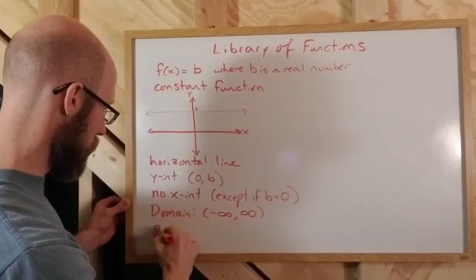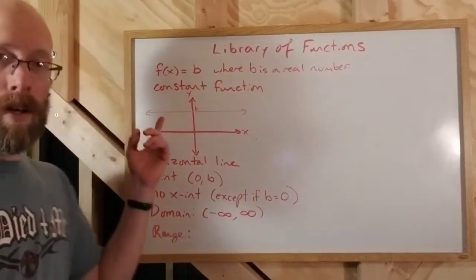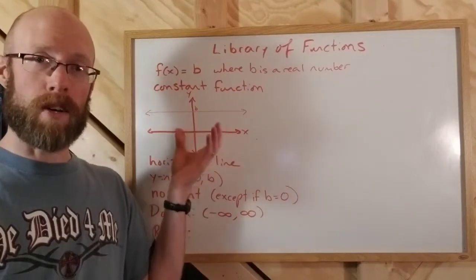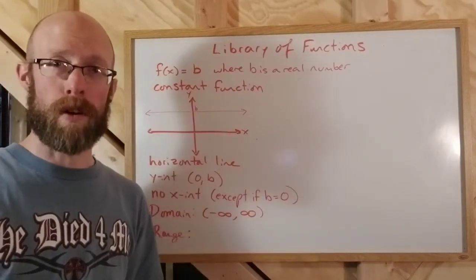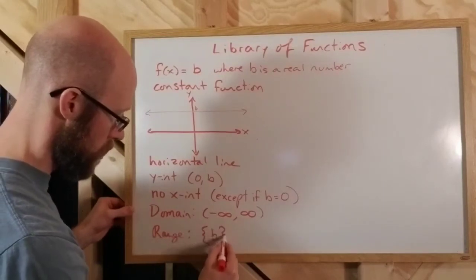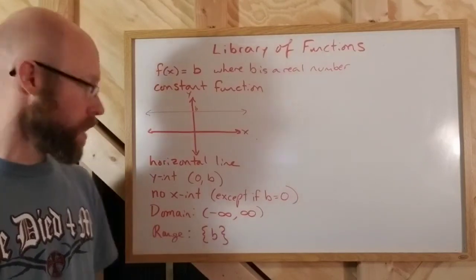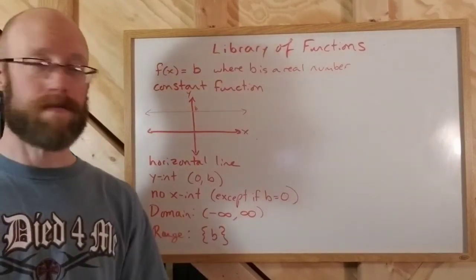The range, however, is a little different. The range is always the outputs, right? And the output is b. There's only one output. So the range is just the set containing b. There are no other outputs to this graph. Okay, so it's a very simple range.